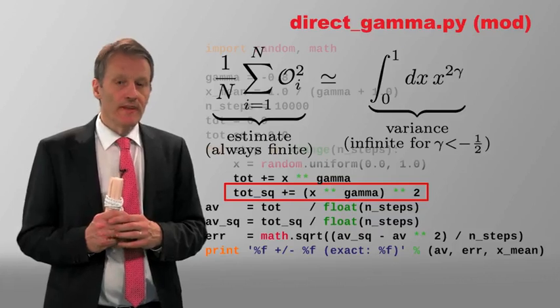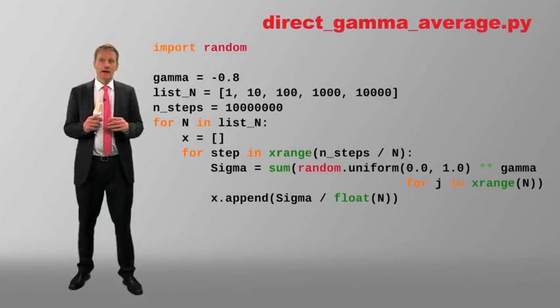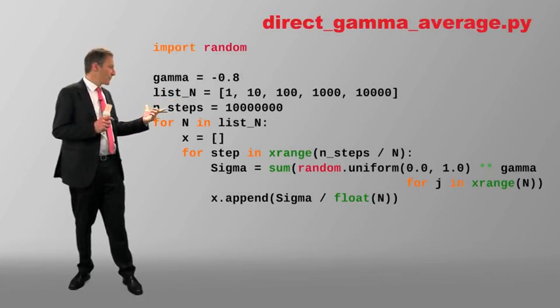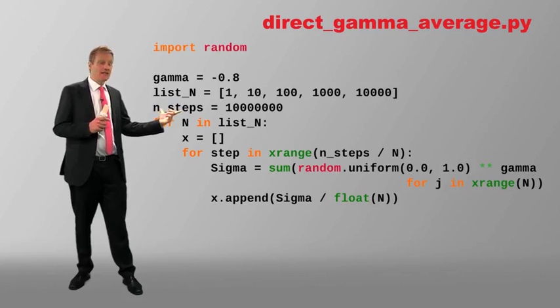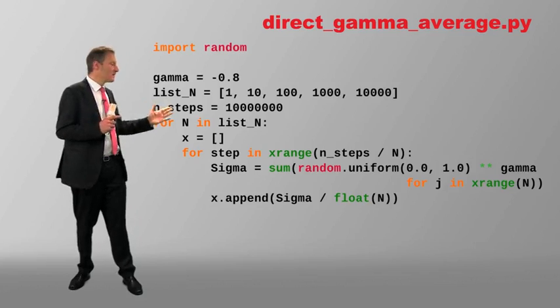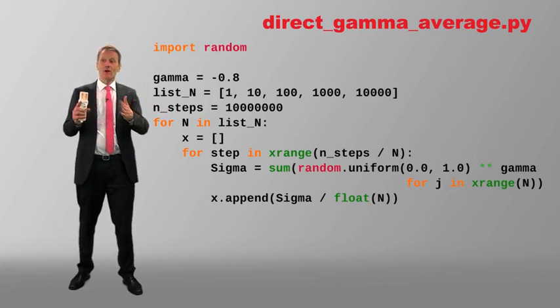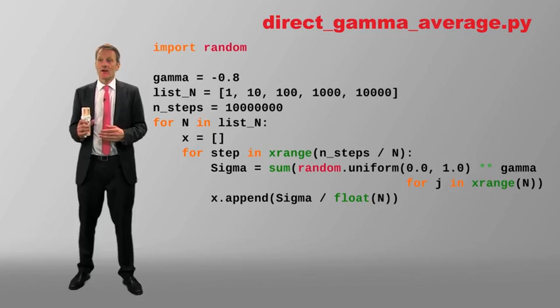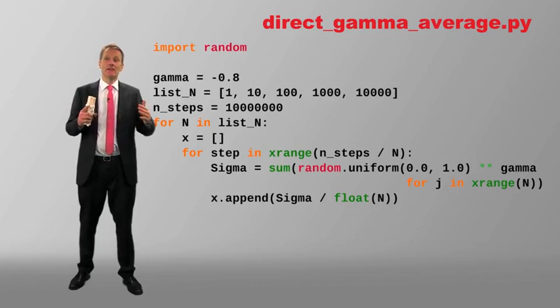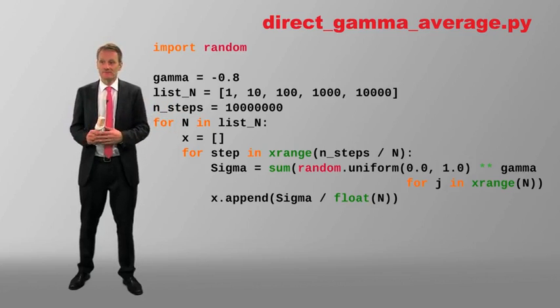What we will do in a first program, Dirac gamma average.py, is we take the average, sigma divided by n, and we compute the probability distribution of sigma over n as a function of the length of the interval over which we average. We take n equal to 1, 10, 100, 1,000, 10,000, and 100,000.